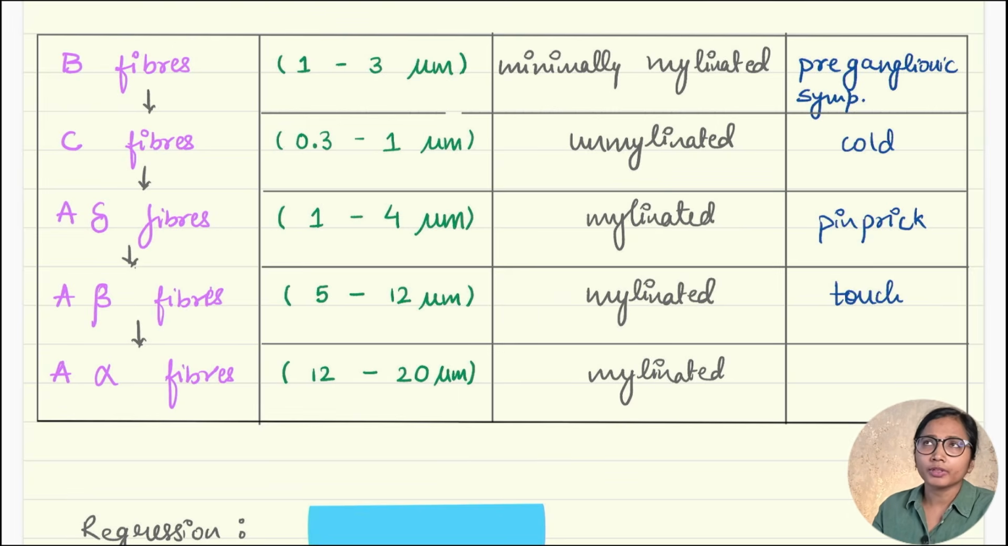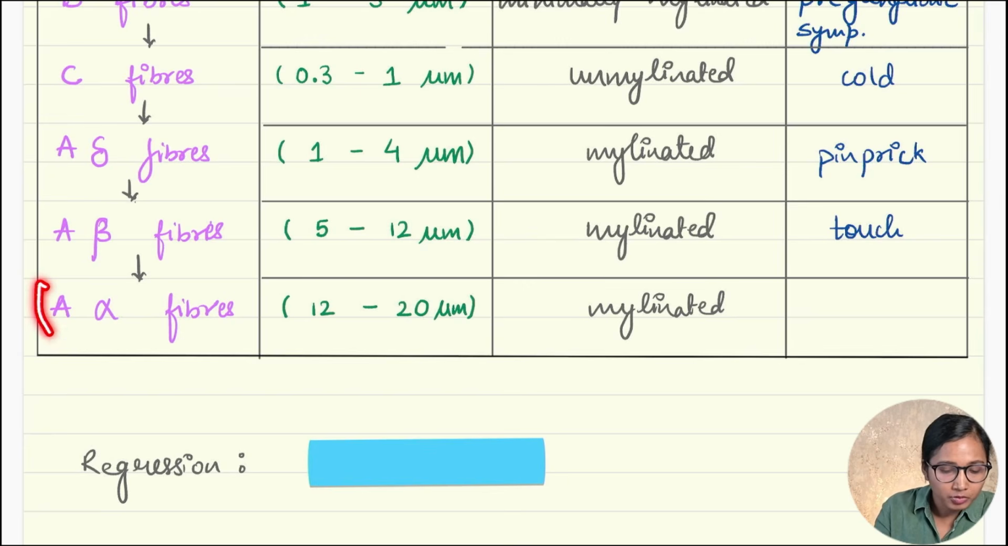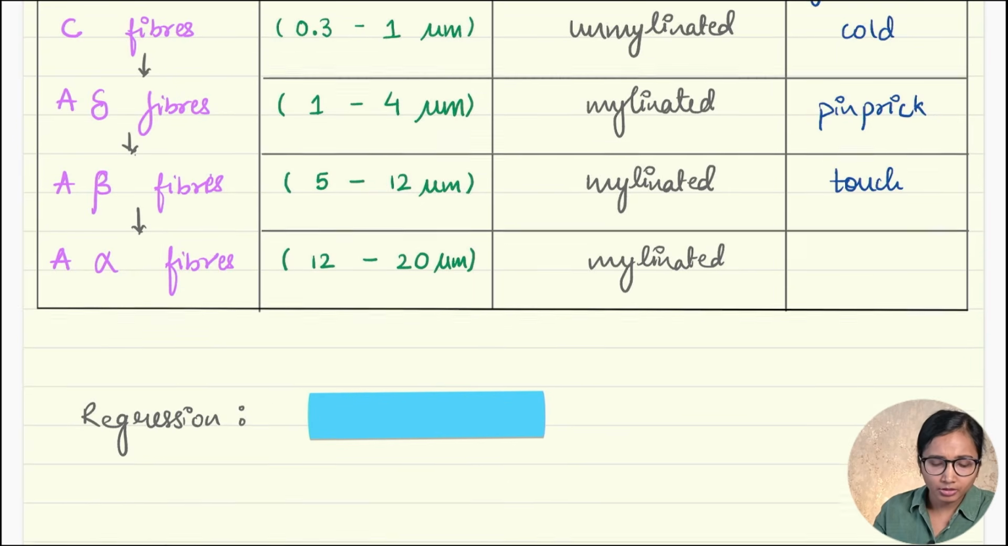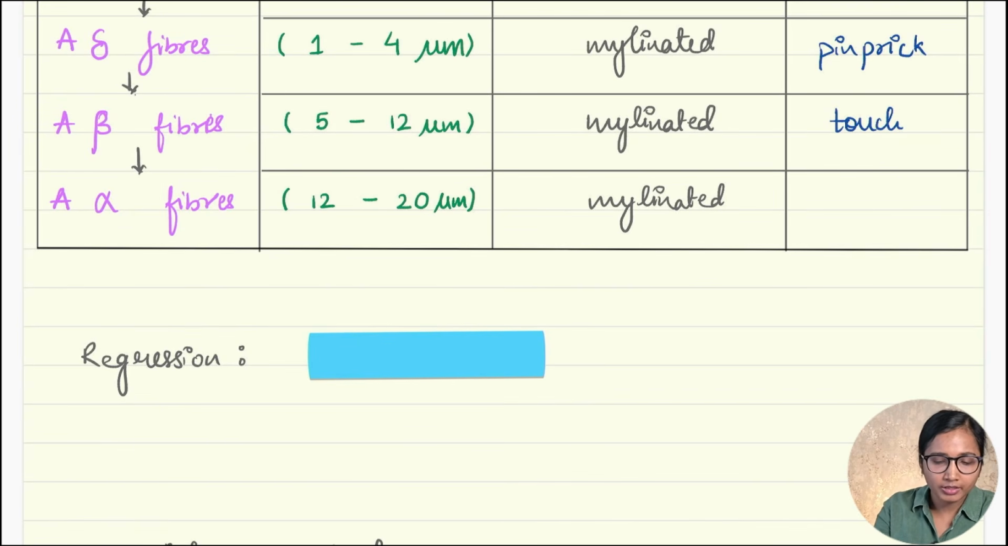So, can you say which fiber will recover first? The last one to go comes first. So, the last one to go is the A alpha fiber. It will come first, followed by A beta, followed by A delta. That is why touch recovers first compared to pain. So, the regression order is reverse.